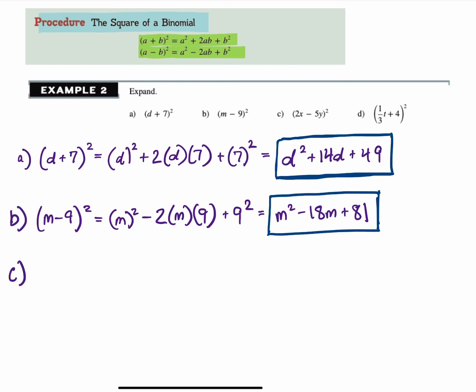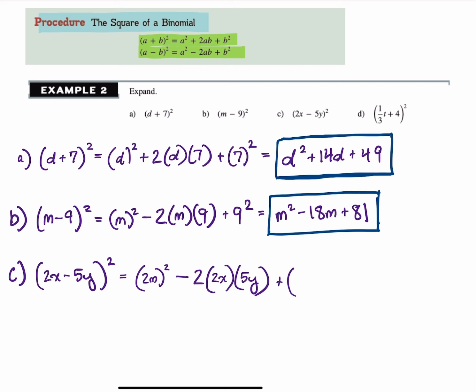Okay, part C. We have 2x minus 5y squared. So our terms are a little bit more complicated, but let's still follow the general pattern. So this should be our first term squared, so 2x squared. We have a minus, so we'll have a minus here. So minus 2 times our first term, 2x, times our second term, 5y, plus our second term squared, 5y squared.